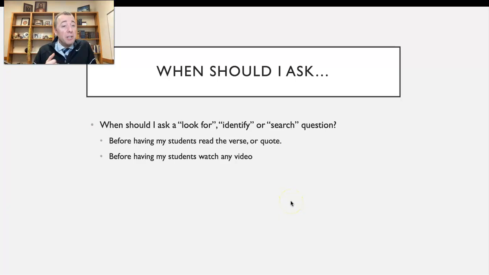Before you have them read the content, meaning the verse or the quote, before you have the students watch the video. When these are done in such a way where they are asked before, then the students go into the verse, the quote, or they watch the video or the media that you're providing with a purpose. Look for this, identify this, search for as you read or as you watch. That's just the skill for this week. Please identify the look for questions in the curriculum and know why you're going to ask them. If you will practice that this week, we will build upon it next week.